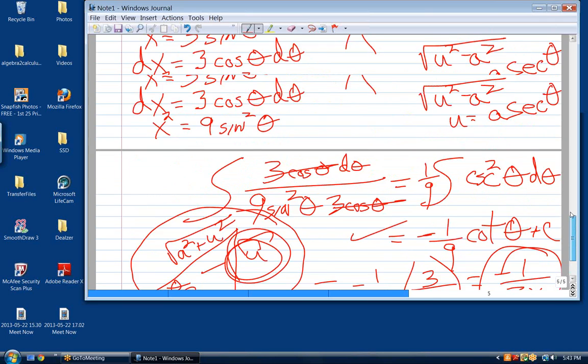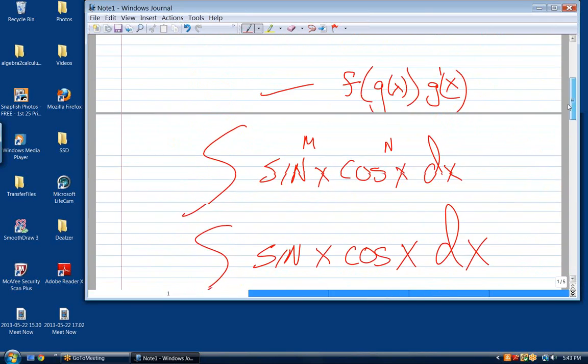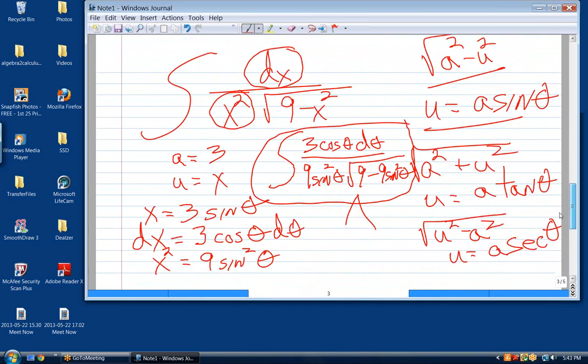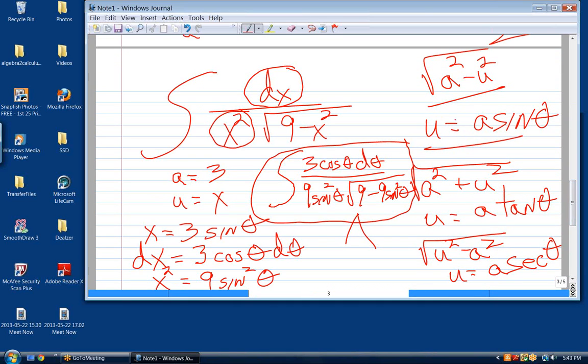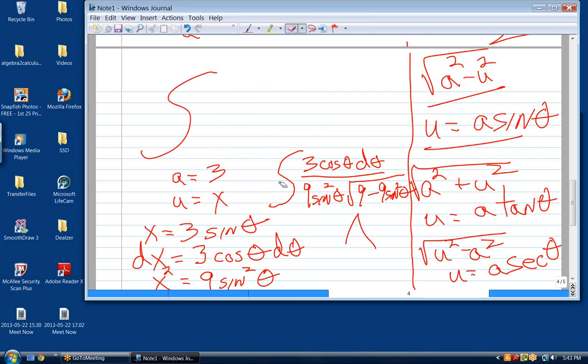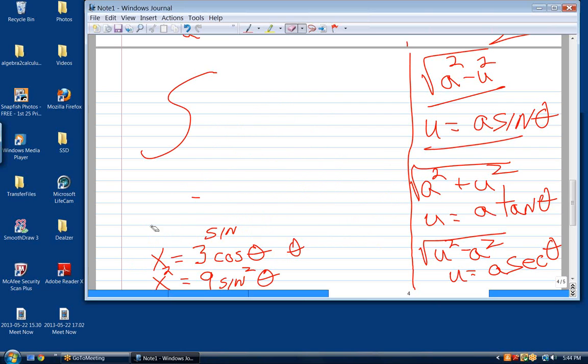Integration by trig substitution is really, really tough. The only thing I can really suggest to you is that you memorize what I have right here on the right. If you memorize those three rules and those three conditions, it will get you through. You won't really have to understand what you're doing, you just have to do it. And that's the best thing I can tell you, because after you do a bunch of them, understanding will come.